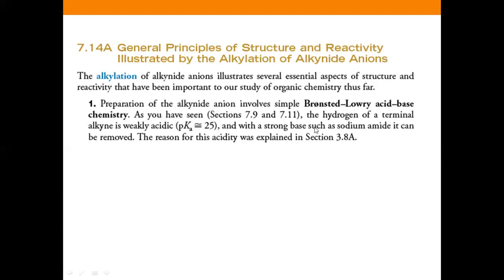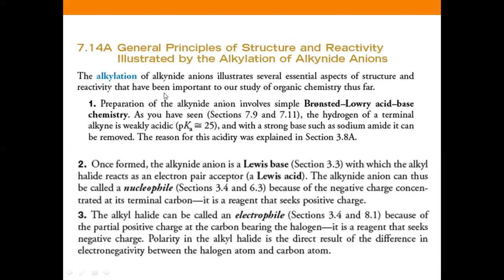As you have seen in the previous chapter 7, the hydrogen of a terminal alkyne is weakly acidic and reacts with a strong base. I have already explained this one. Since the proton in the terminal alkyne is very acidic, you can actually prepare your alkynide ion. Once you form your alkynide ion, it can act as a Lewis base, with which the alkyl halide reacts as an electron pair acceptor. So your Lewis base can attack your Lewis acid, and thus the alkynide ion can be called a nucleophile.